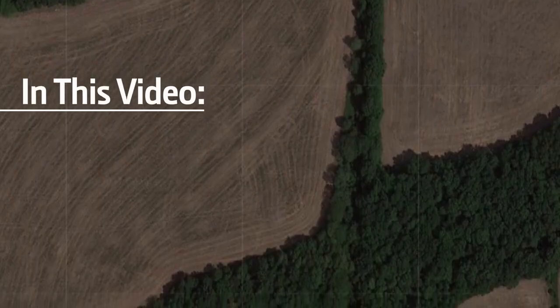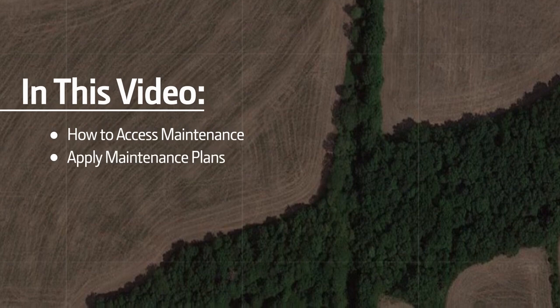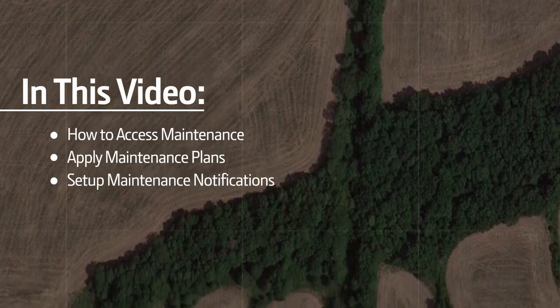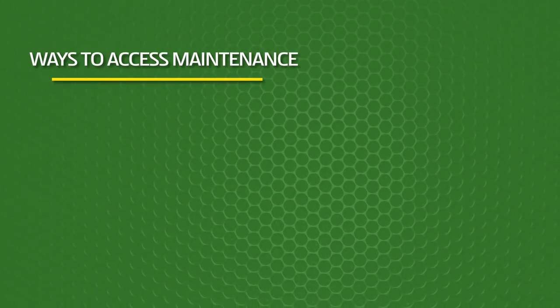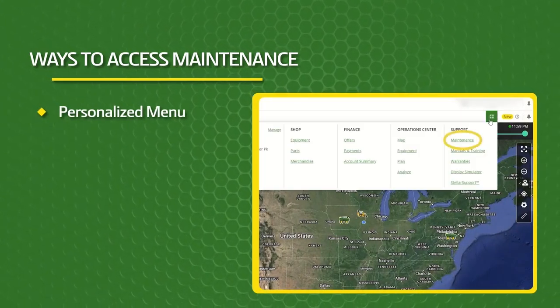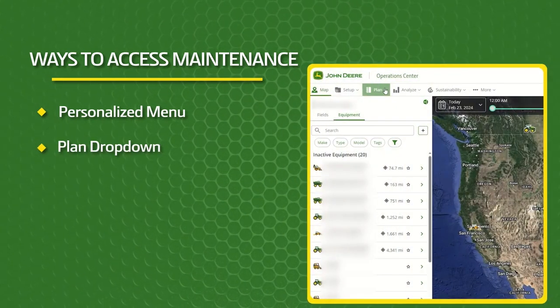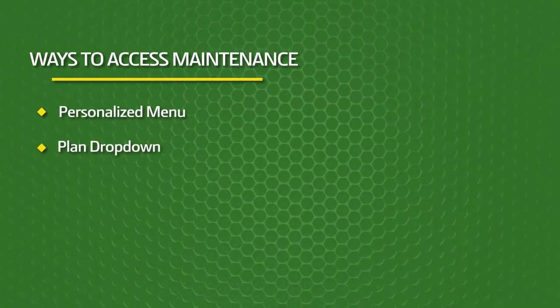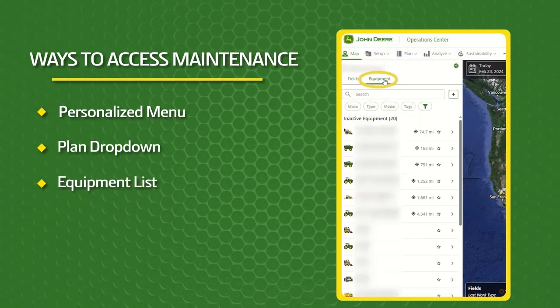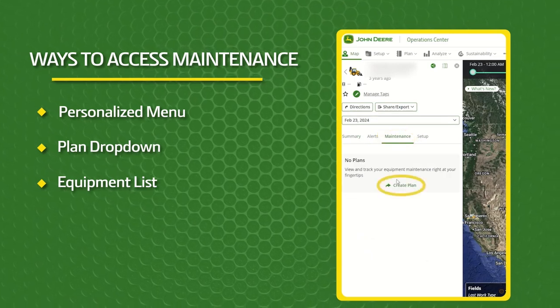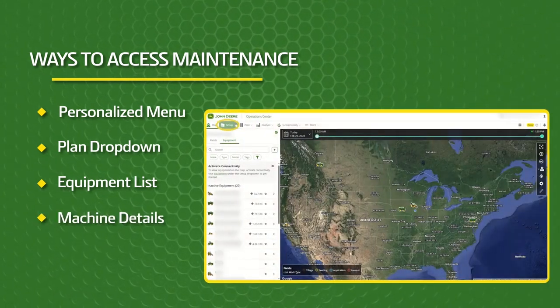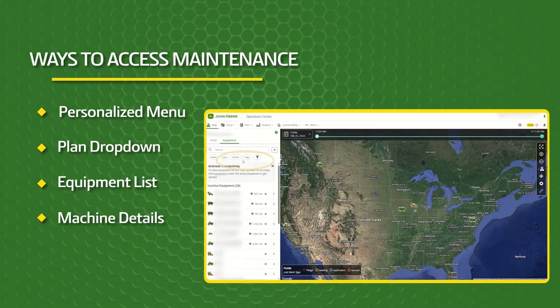In this video, we will cover how to access maintenance, how to apply a maintenance plan, and how to set up maintenance notifications. Maintenance can be accessed a variety of different ways from within Operations Center and Property Center. Once logged into either, you can access maintenance from your personalized menu in the header bar, from the Plan drop-down menu in the header bar, from your equipment list on the map, or from the Machine Details panel within the equipment application.